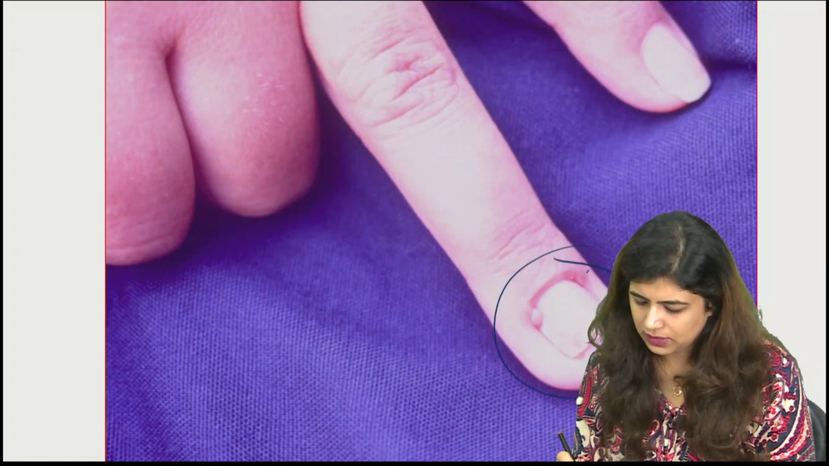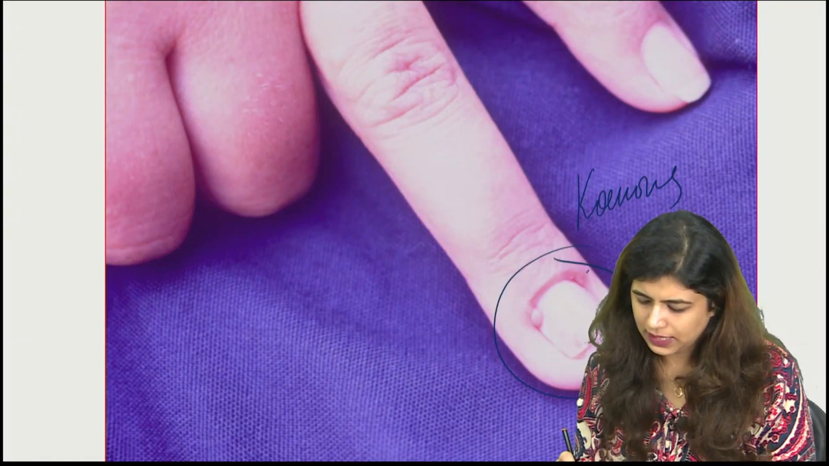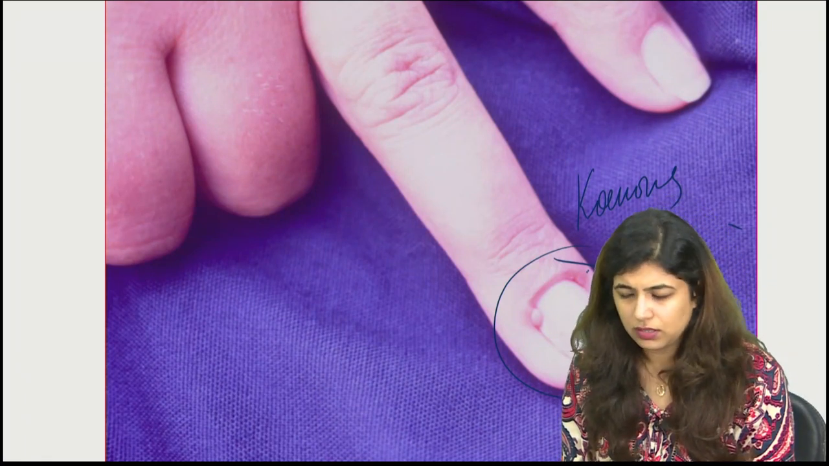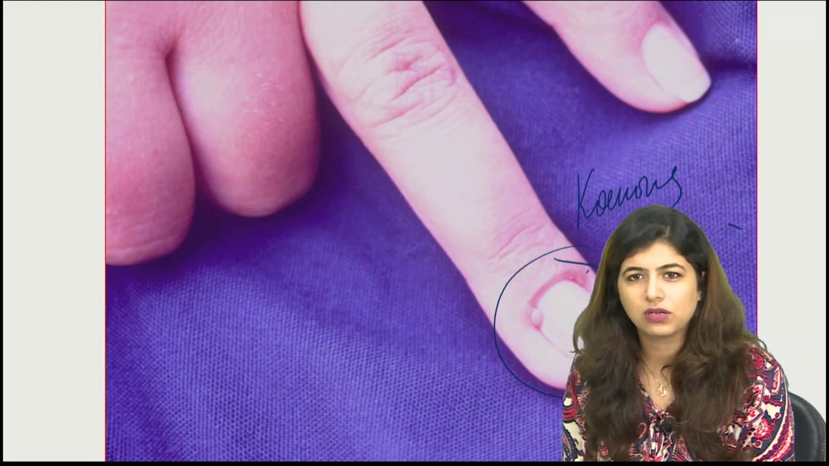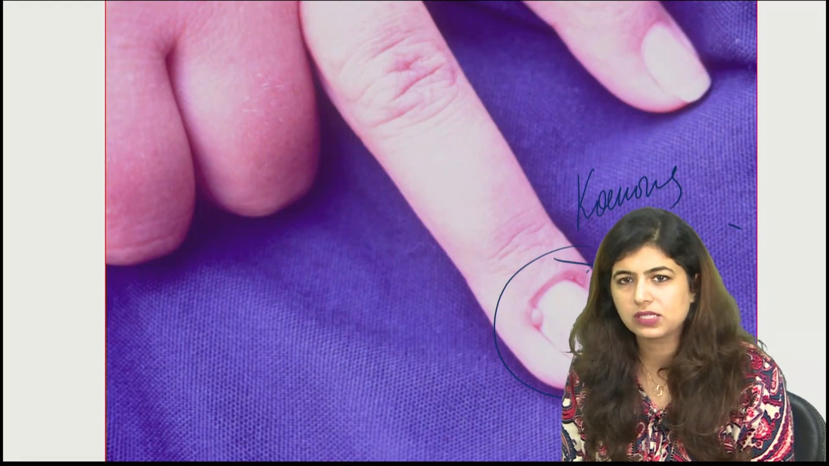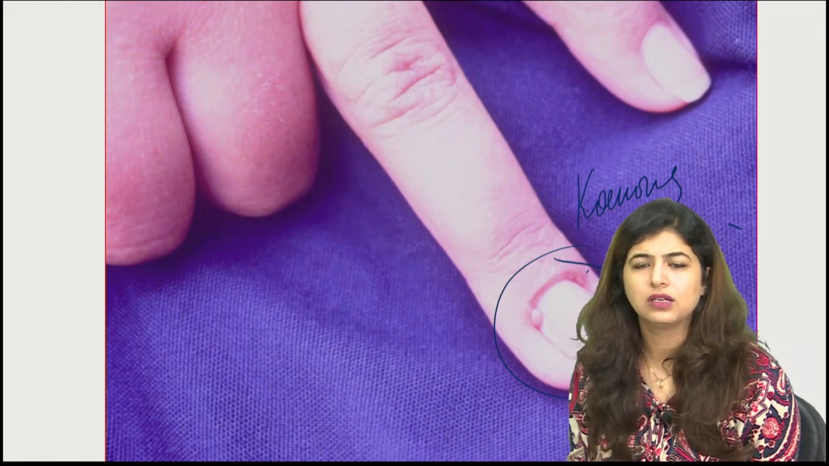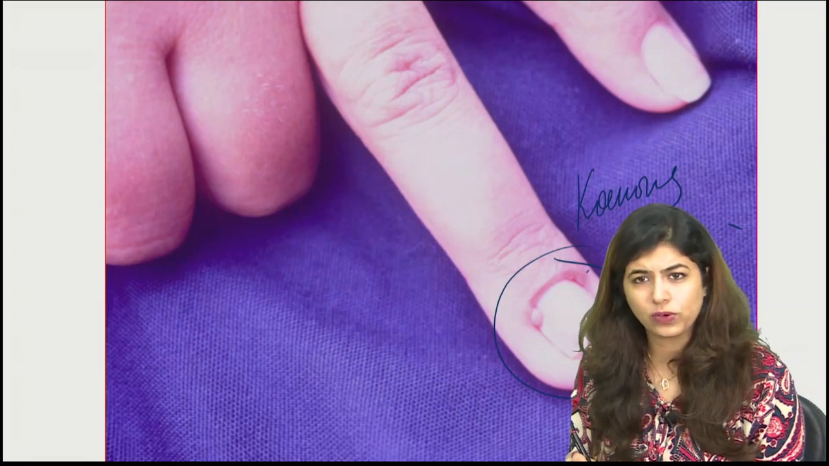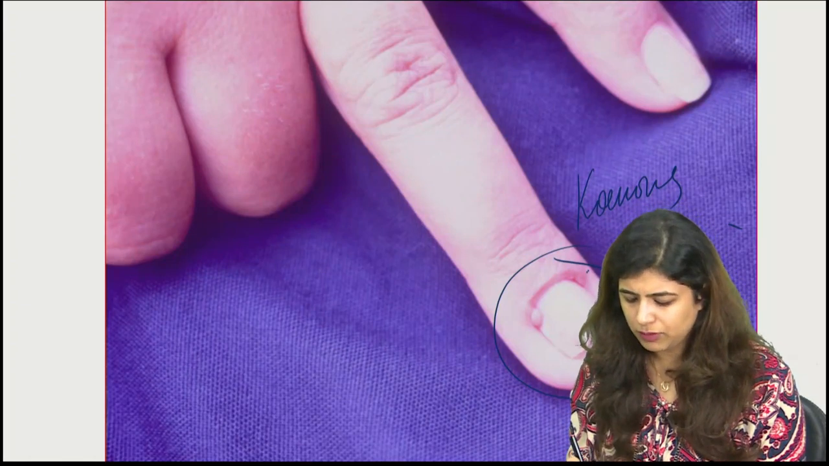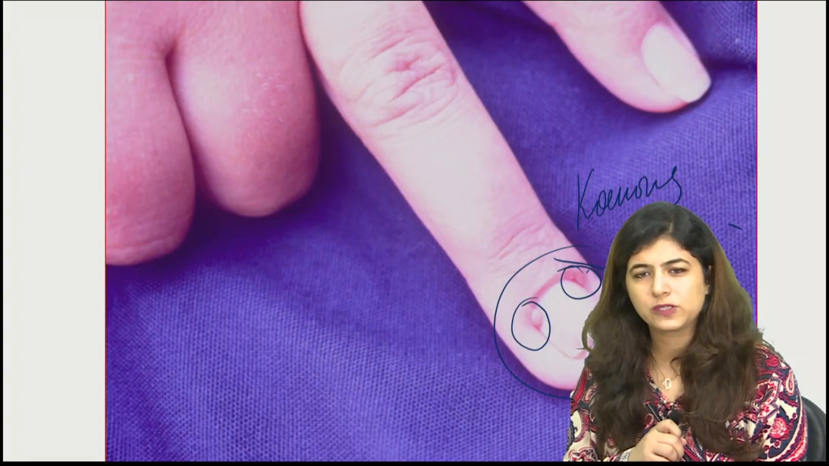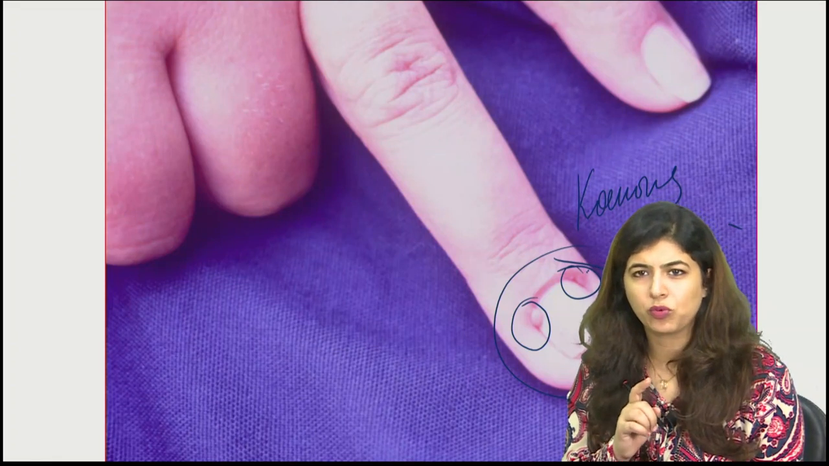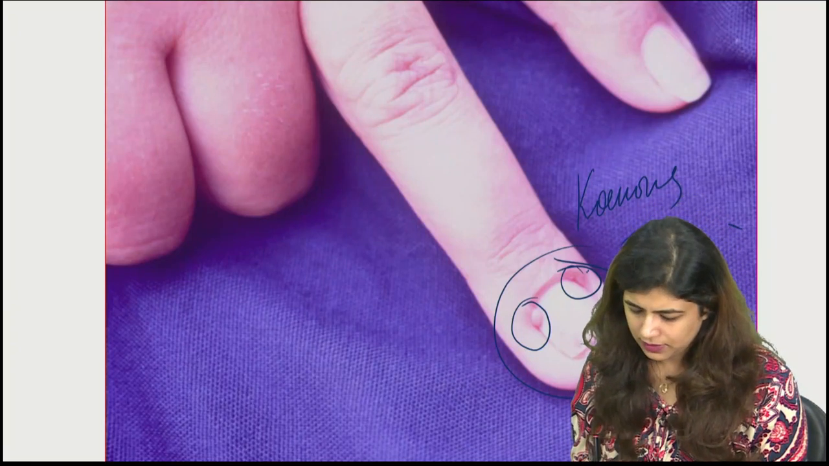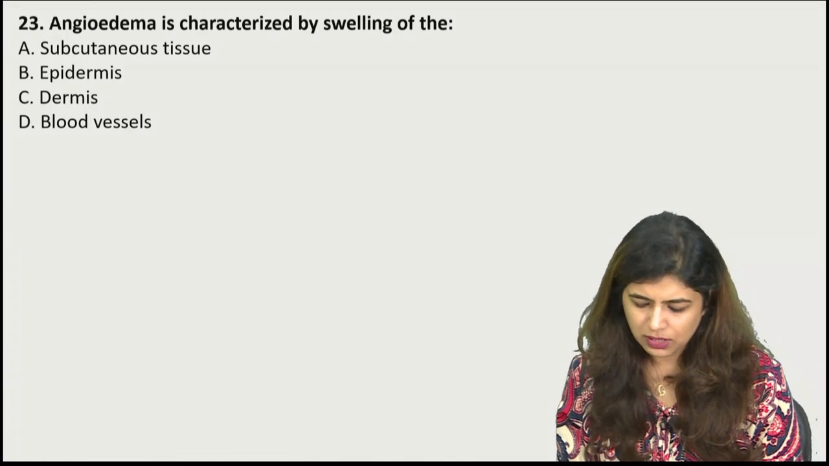This is another image. What is this? Koenen's tumor. In the AIIMS exams last year, this was an image given just like this, and you were asked the diagnosis. No text, nothing, just identify the disease given in the picture. So it was a toenail which had these multiple skin colored projections coming from the nail fold, and you were supposed to identify it. These are periungual fibromas, also called Koenen's tumors, seen in tuberous sclerosis.